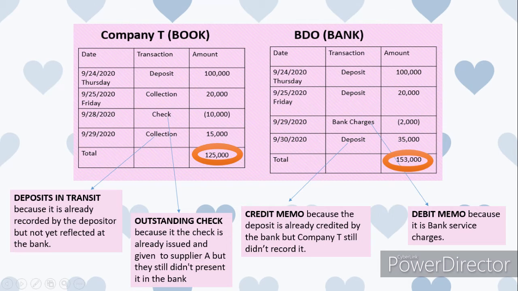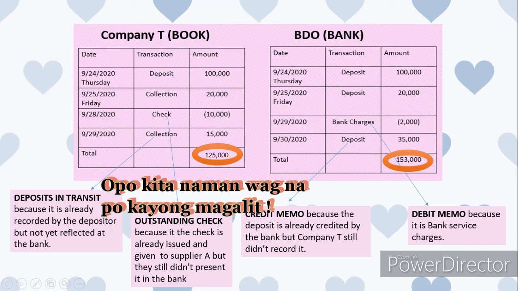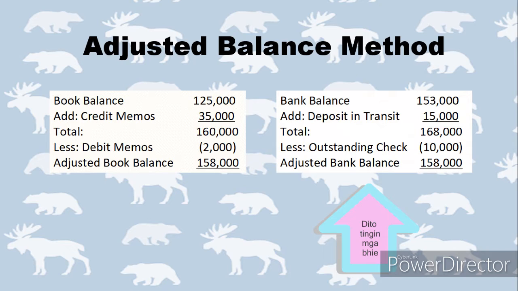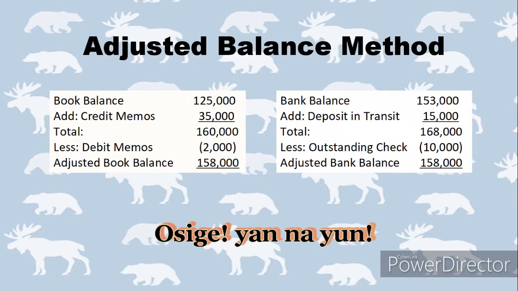Dito naman tayo sa bank. Bank balance is 153,000. Ito naman, nakikita naman yung amount niya. Tapos, i-add natin yung deposit in transit, which is 15,000 pesos. Tapos, magto-total yun ng 168,000 pesos. I-less natin yung outstanding check, which is 10,000 pesos. And yung magiging adjusted bank balance is 158,000. Kitang-kita naman na parehas sila ng pinaka-total. Kaya, yan yung bank reconciliation.